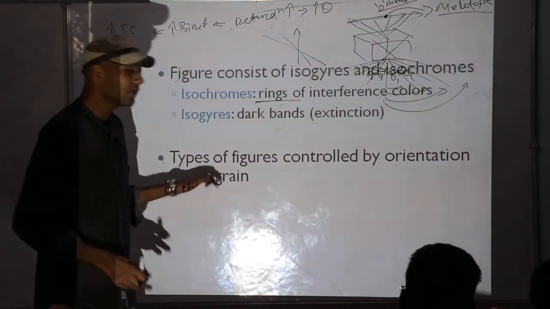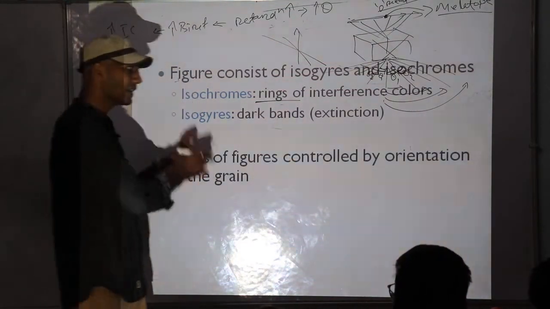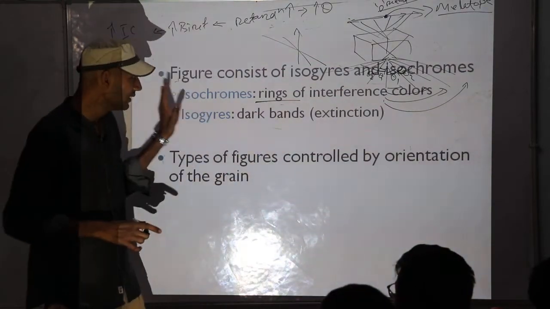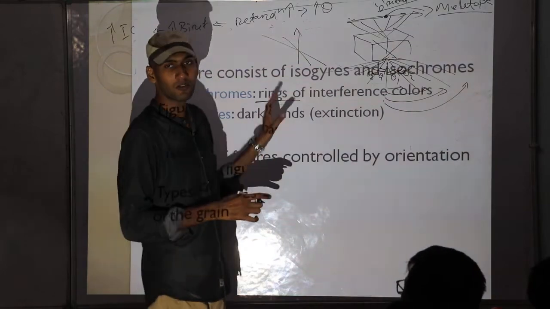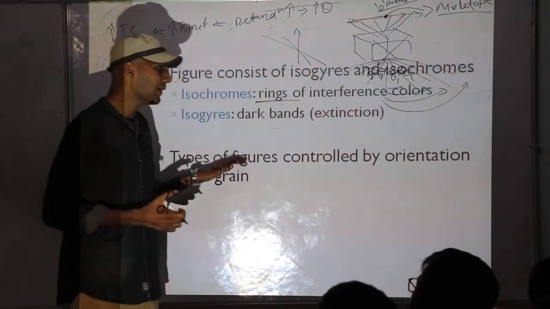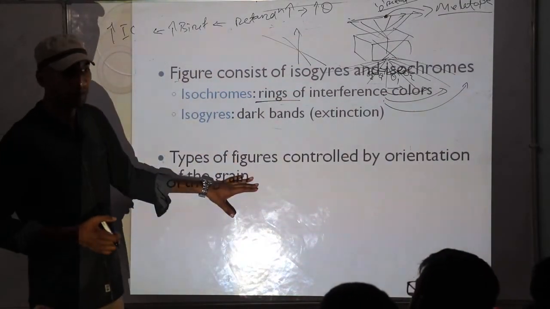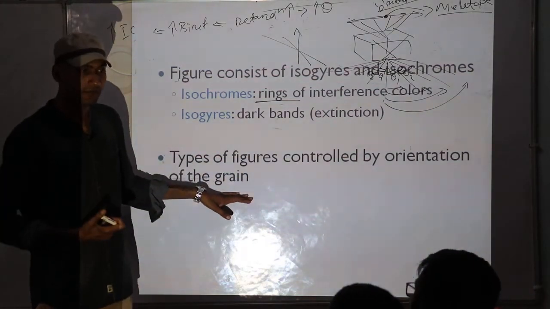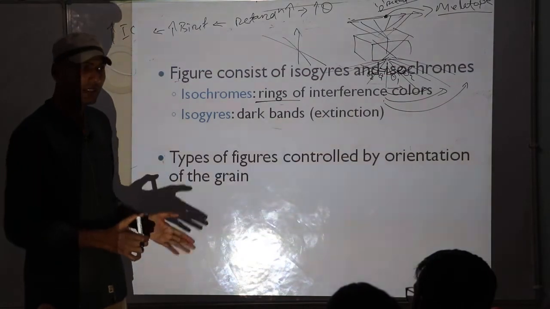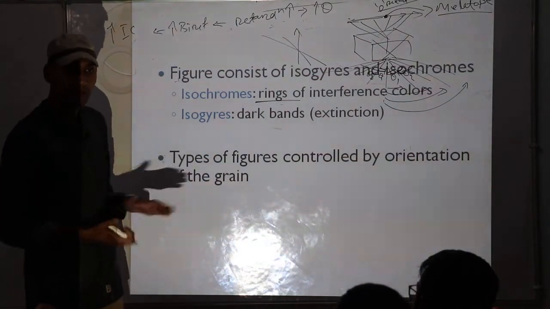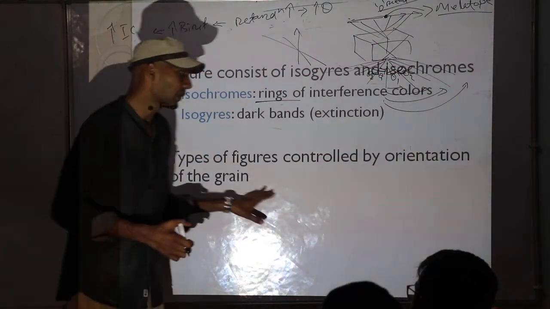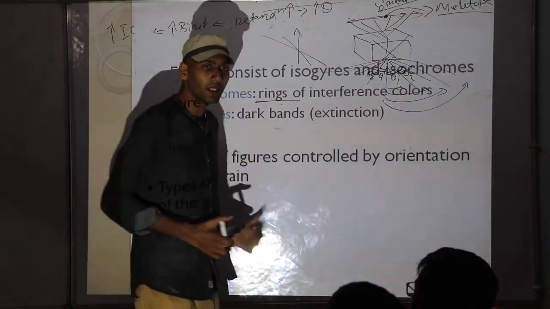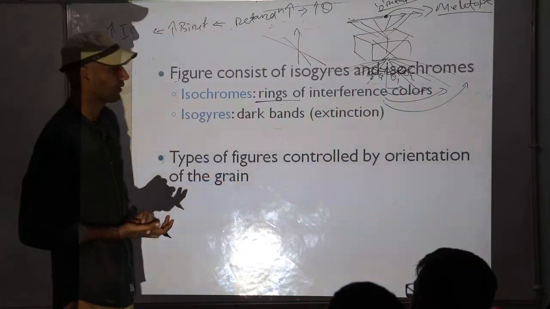Then types of figures. I have told you that in uniaxial there are different types of interference figure, and in biaxial also there are different types of figures. That depends upon which section you are taking. If you are taking a basal section, that is the optic axis figure. If you are taking any principal section, that is the optic normal figure. I will go to the different types, but they are defined by the orientation of the mineral grain or orientation of the section.